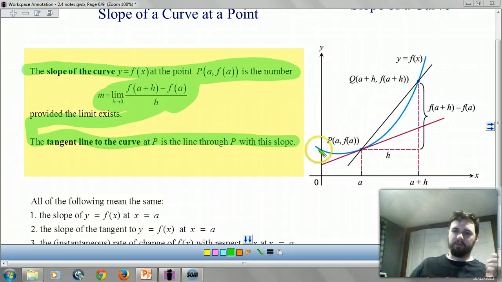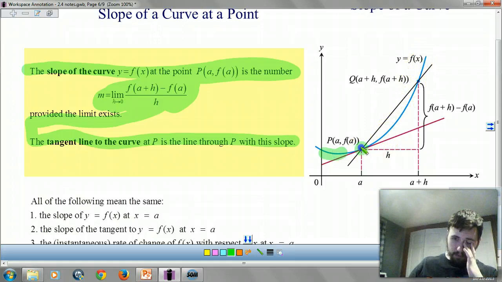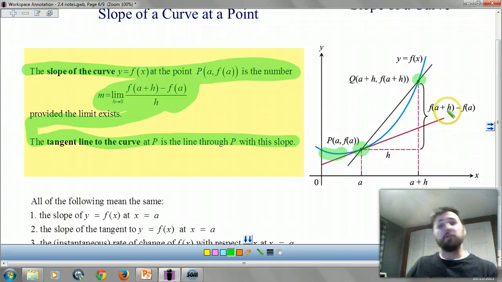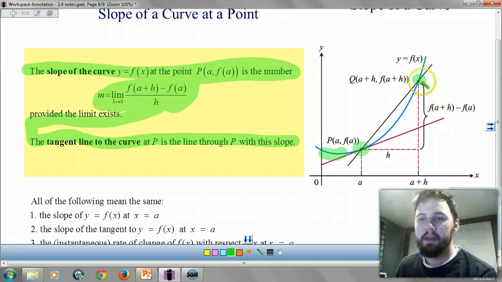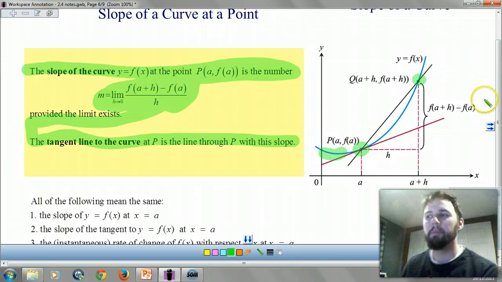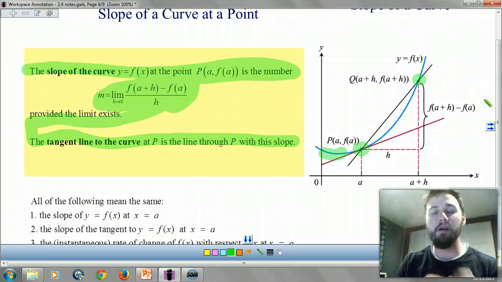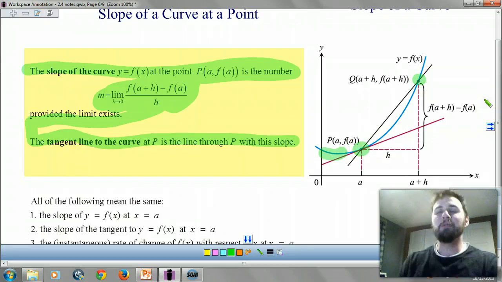Take a look at this picture. We have a function. We have our point that we want to find the tangent to. And what we're doing is picking some other arbitrary point here, and we're adding h to our a. Now what we need to do to find that slope is move h closer and closer to 0, because we're picking a point that's infinitesimally close to that point. And what we end up getting is the exact value of the actual tangent.